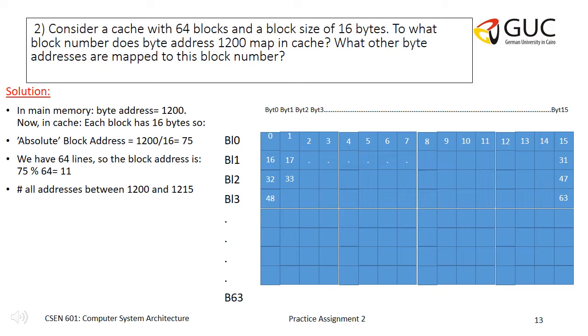If you find that it's not clear, let's have an easier example. So here, block 0, we have addresses from 0 till 15. In block 1 we have addresses from 16 till 31, and so on. So for block number 75, we have from 1200 till 1215.